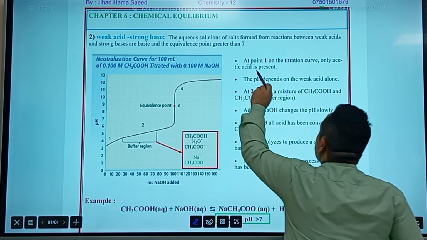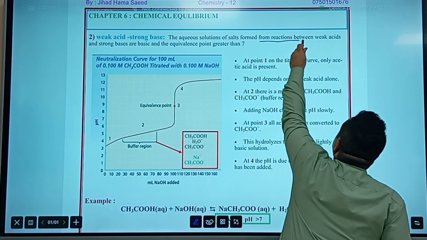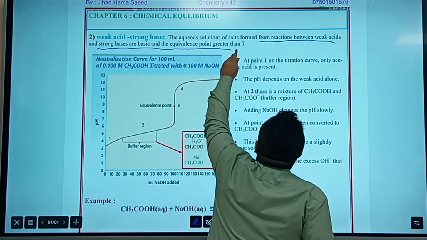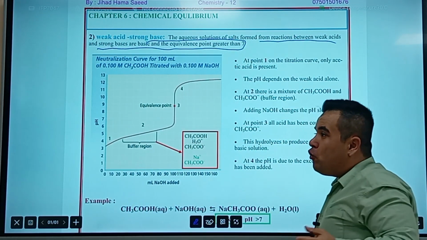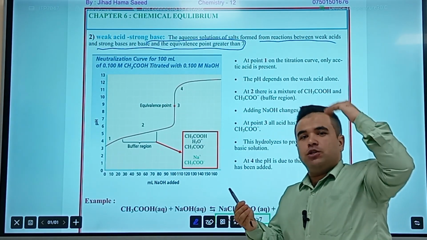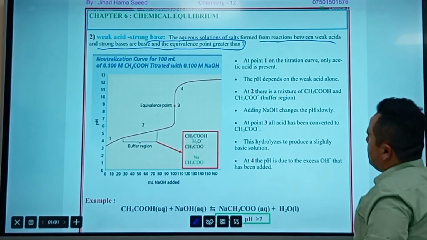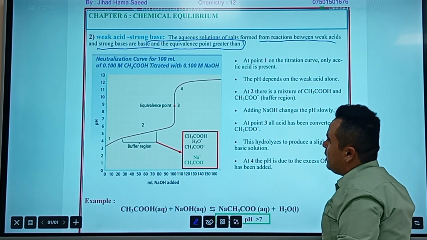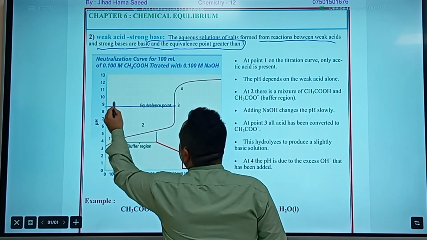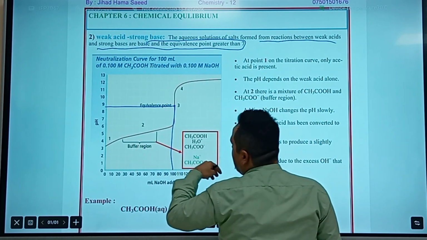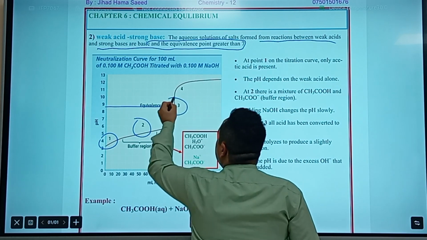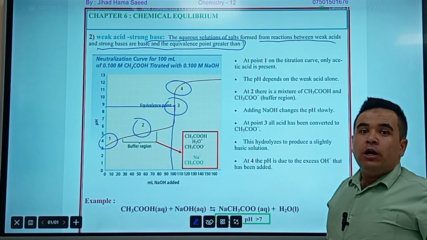The aqueous solutions of salts from reactions between weak acids and strong bases are basic, with equivalence greater than 7. You know that whenever the titration is between a strong base and a weak acid, the equivalence point is in a region higher than 7, here almost 9, above 7, and we have four points. Let us talk about each point.